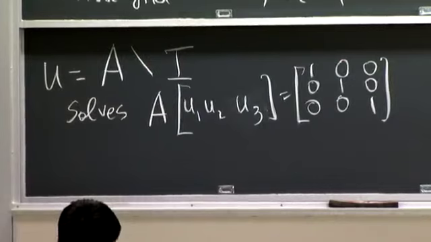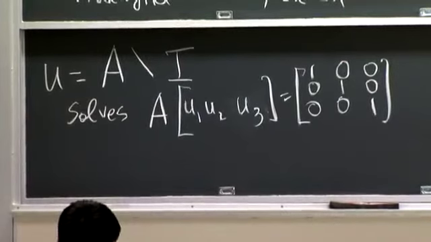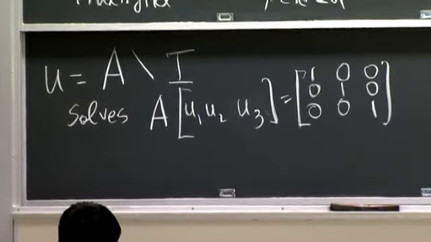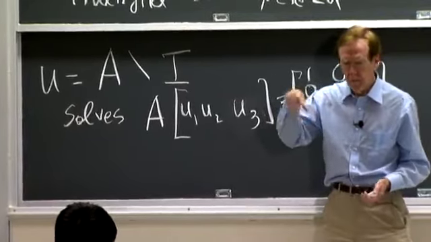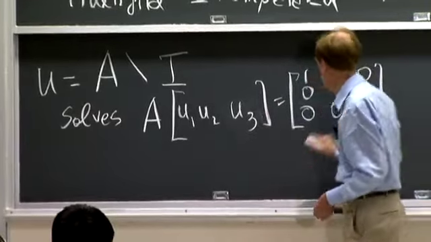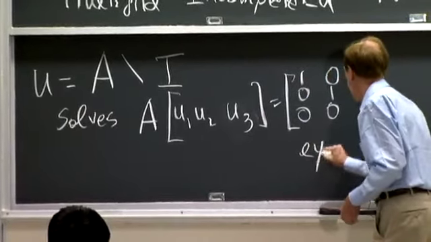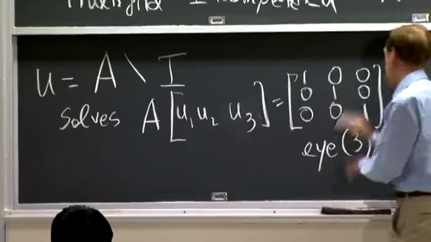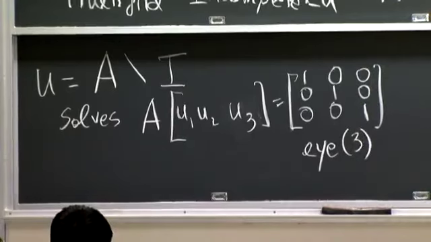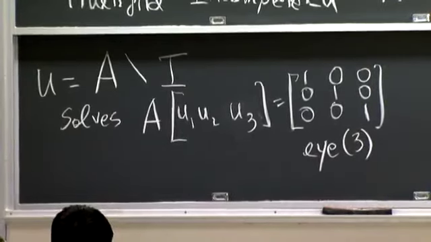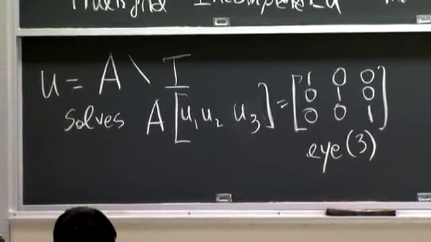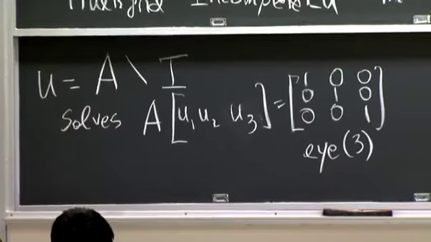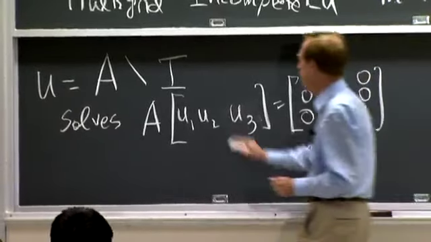If you have a square matrix A, and of course you have to create I as EYE of 3, Cleve Moler's lousy pun. Okay. So, what would I get? What would I get? The inverse. Yes, I'd get the inverse. I'd get the inverse matrix.